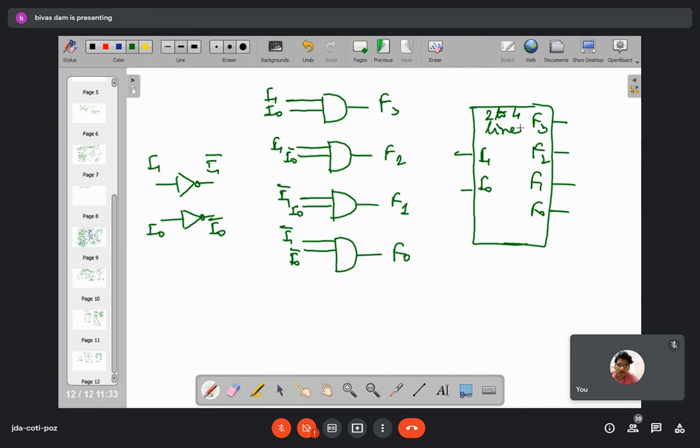So this decoder is normally equipped with one such enable line. So if this enable line is 1, in that case, depending upon the pattern that is available in I1, I0, one of the 4 output lines will be active. By the way, here it is active high output concept or active low output concept?